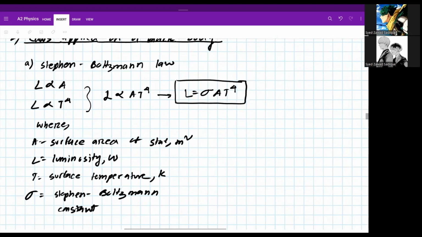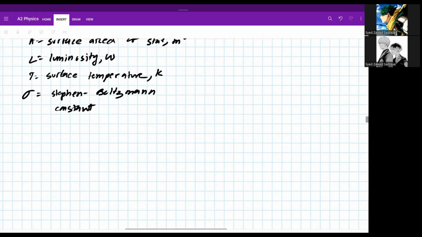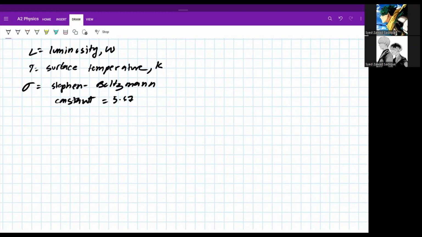So these are the denotations, where A is surface area of star in meter square, L is luminosity in watt, T is surface temperature in Kelvin, and sigma is the Stefan Boltzmann constant, which is 5.67 times 10 to the power minus 8, in watt per meter squared times Kelvin to the power minus 4. Nice.